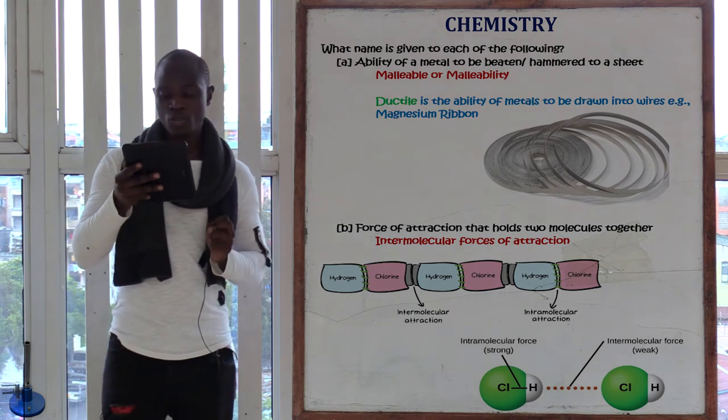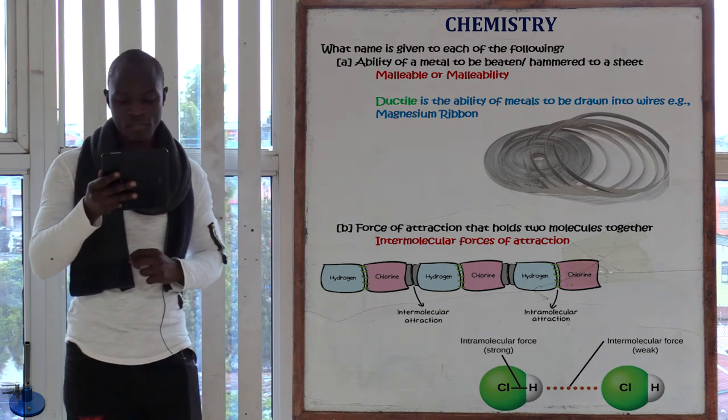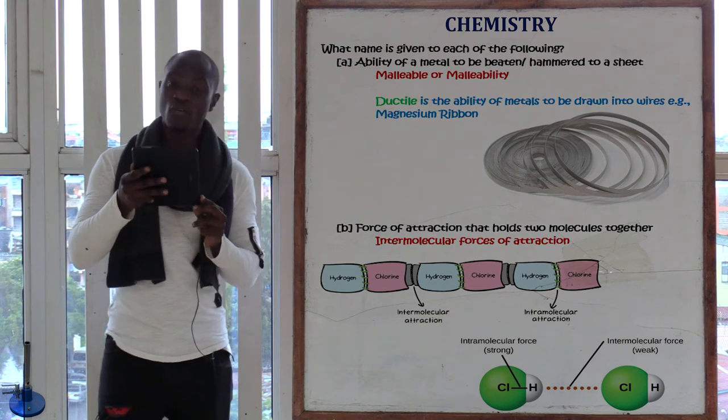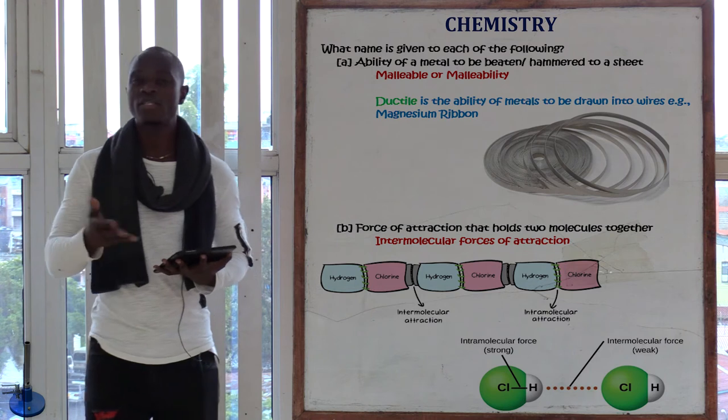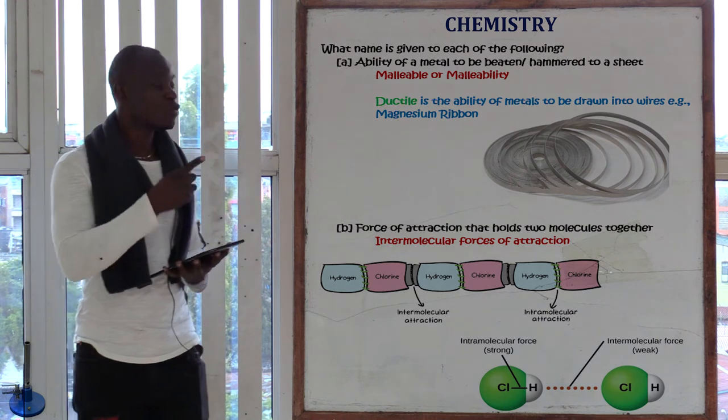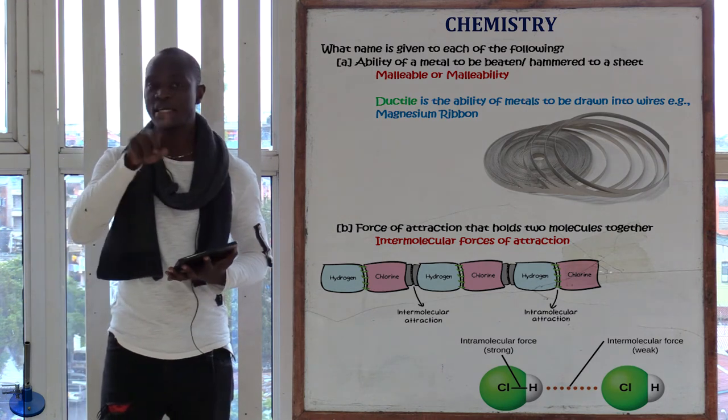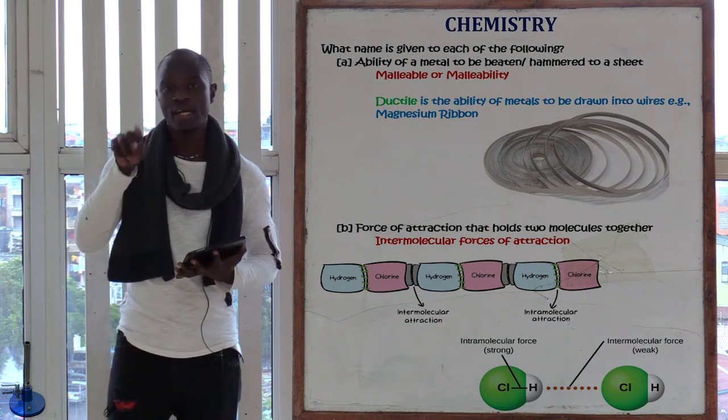So the next question, which is B, is asking, what is the name given to each of the following? The forces of attraction that hold two molecules together. Like for example, mostly for the gases. For the gases, we see that we write O2, we write F2, we write Cl2, we write S2.